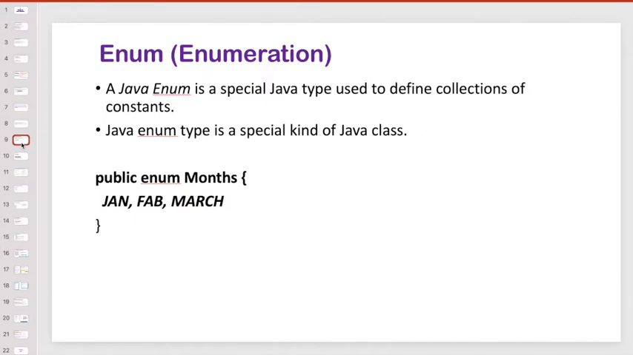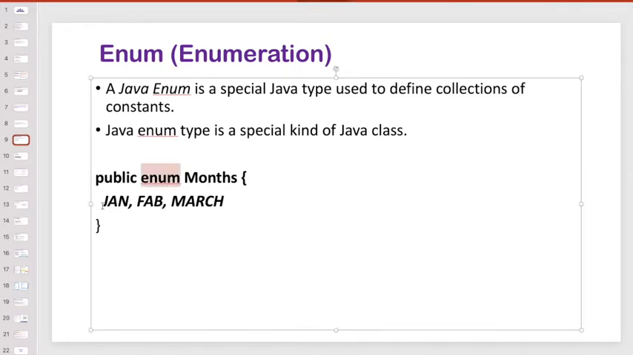So let us see how we can define the enum. As I said, a Java enum is a special type of Java type that defines a collection of constants. This is an enumeration, and here is one easy way to define the enum in Java. Instead of class, you write enum and give all the constant names here. That's it. These 2 lines of code will suffice for all your requirements, right?